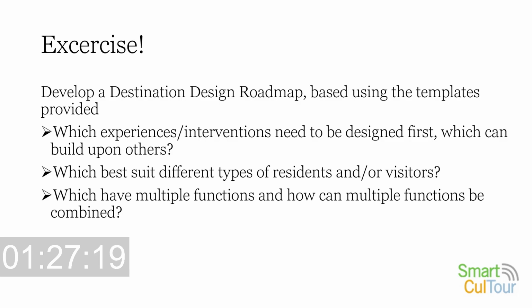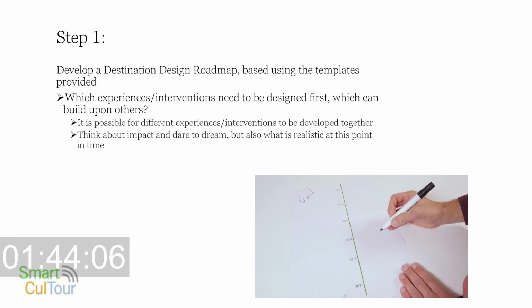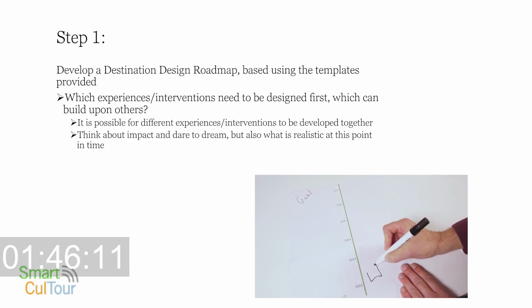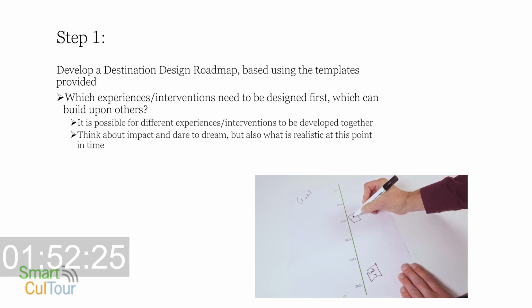And now it becomes a question of, okay, what should we design first? What shall we design afterwards? Which builds upon something else? Which interventions serve multiple people or multiple functions? And that is basically the idea of the roadmap. How do you develop a timeline and a roadmap for your destination that maximizes the impact of different interventions?